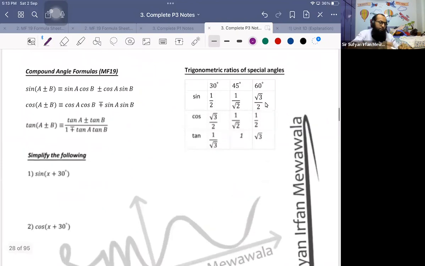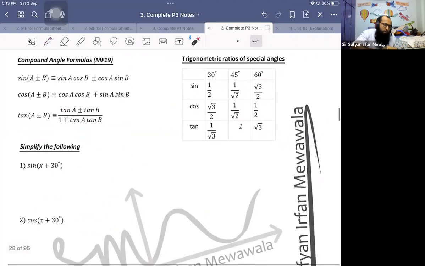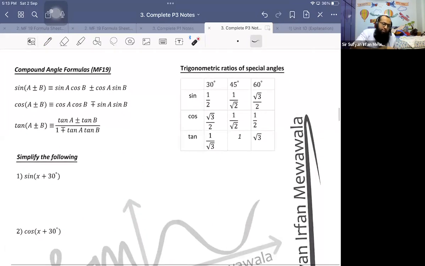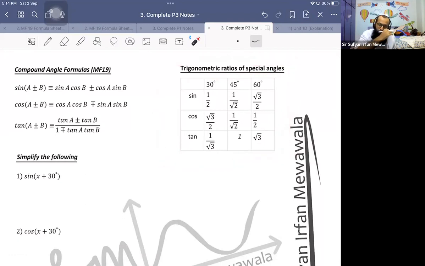Moving forward towards compound angle formulas. In AS, you have been taught, and you should always remember, this table that everyone needs to remember. Although it is a part of our syllabus from the time when calculators were not smart enough to give fractions. When I used to give my O levels and A levels exams, the calculators never used to give answers in fractions. They used to give answers in decimals. So we were always told to remember this table.